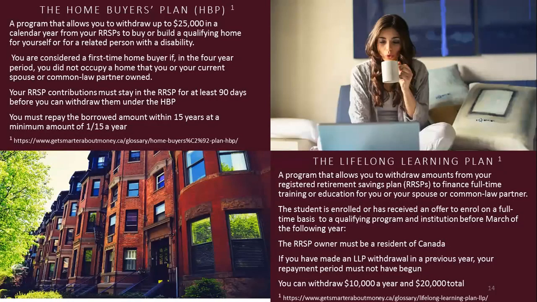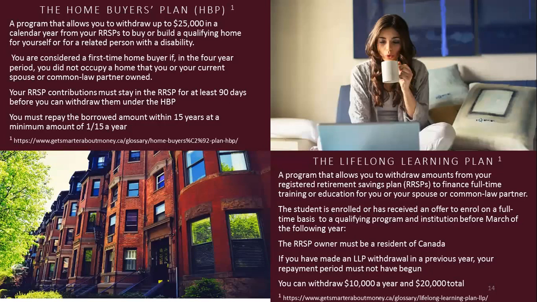Let's look at the Home Buyers Plan and Lifelong Learning Plan more closely. The Home Buyers Plan is a program that allows you to withdraw up to $25,000 in a calendar year from your RRSPs to buy or build a qualifying home for yourself or for a related person with a disability. You're considered a first-time home buyer if in a four-year period you did not occupy a home that you or your current spouse or common law partner owned.